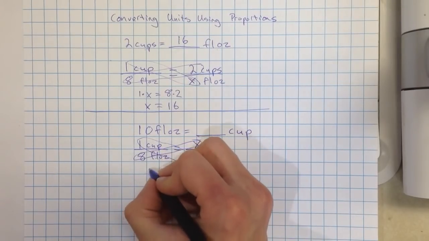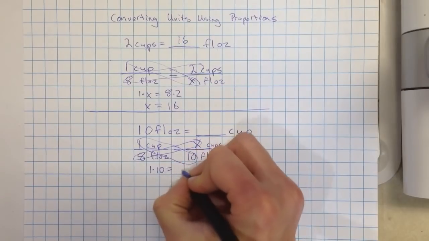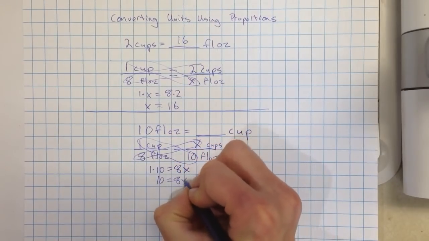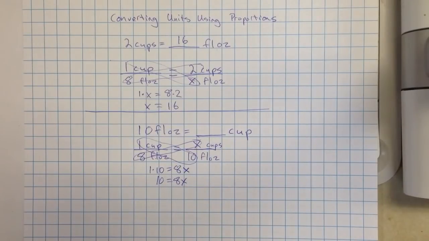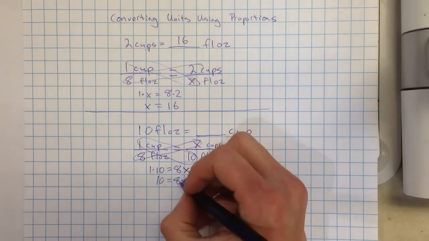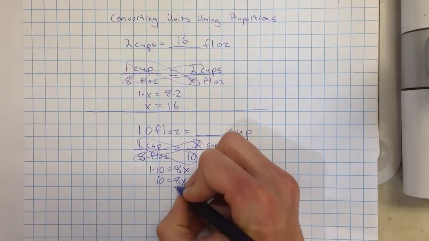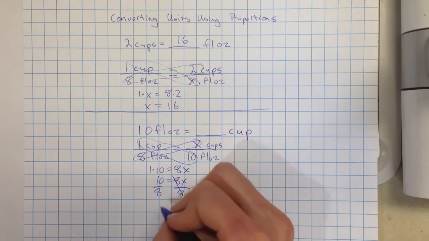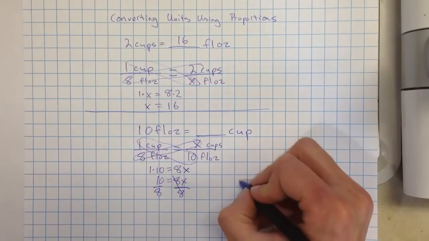That gives me 1 times 10 equals 8x, or 10 equals 8x. And when we're cross multiplying, we cross multiply and then divide. They almost always go hand in hand. Cross multiply and then divide to finish solving. So I divide by 8, divide by 8. That'll cancel those, and so then I'm doing 10 divided by 8.